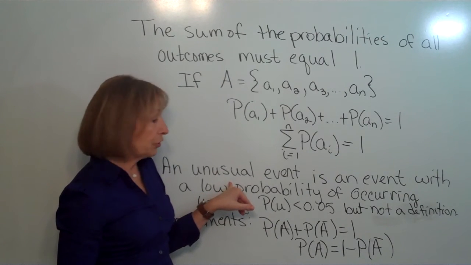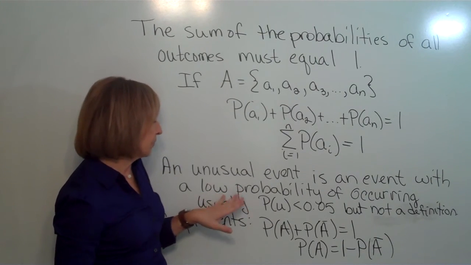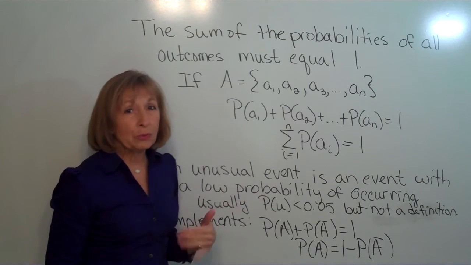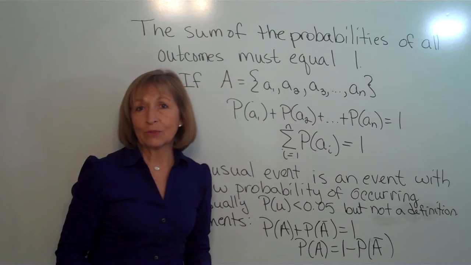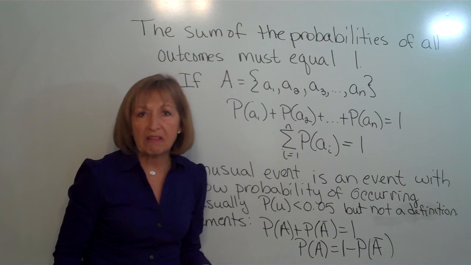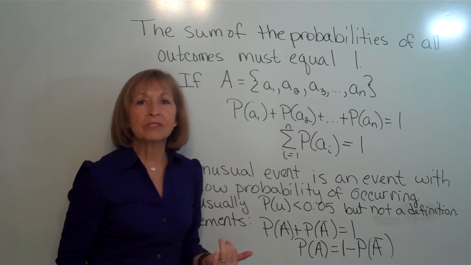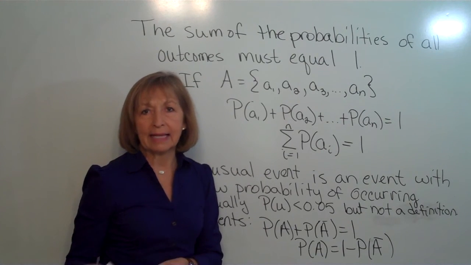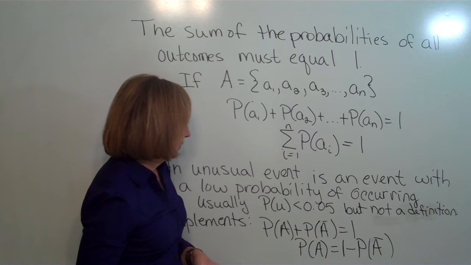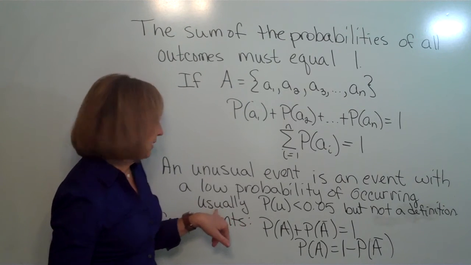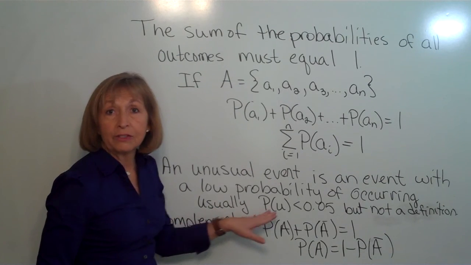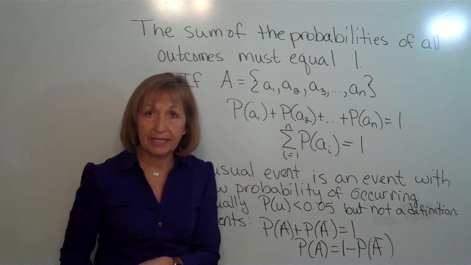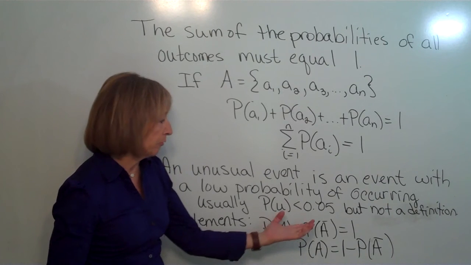Now, an unusual event is an event with a very low probability. Usually we say an unusual event is one that has a probability smaller than 5%, but there are certain situations where the percent that it's less than differs. Usually we say that the probability of an unusual event is less than 5%, or less than 0.05 in decimal form.